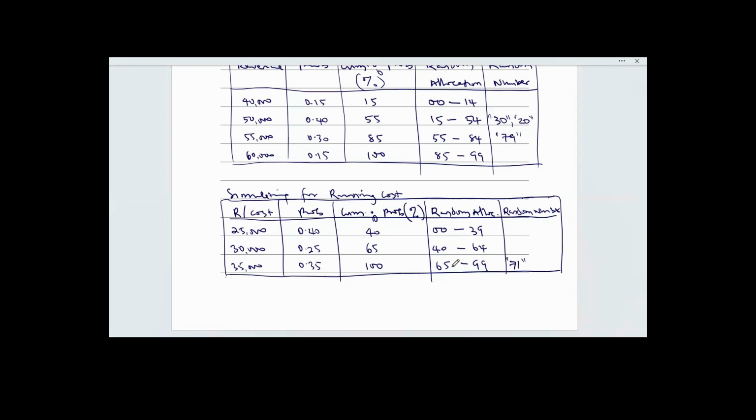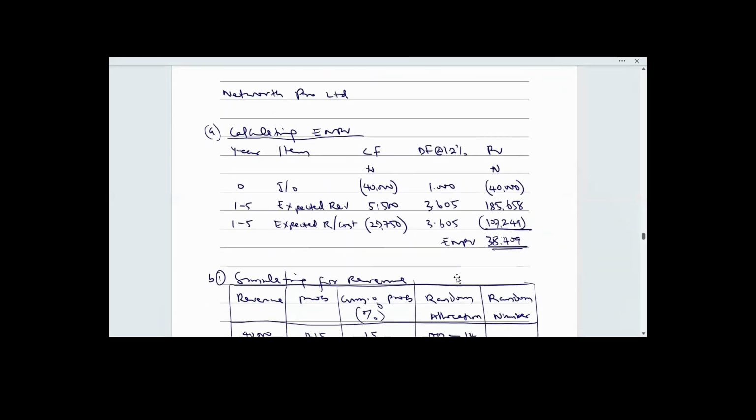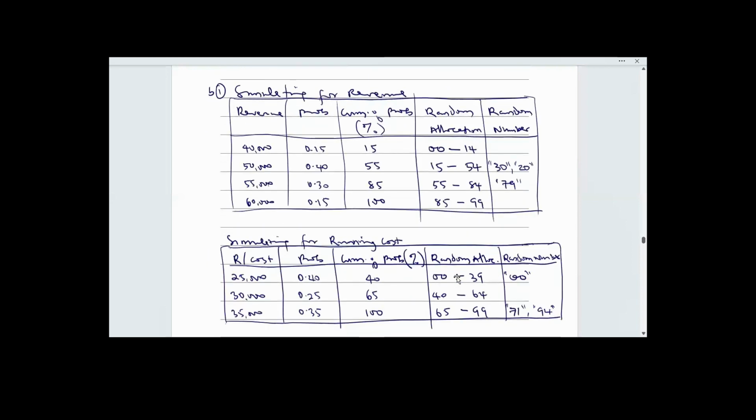The next one is 00. 00 will fall here. And the last one is 94. 94 will fall here. Again, with this, I've simulated for running costs. Now that I've simulated for each of the variables, I need to go ahead and calculate expected NPV set by set.